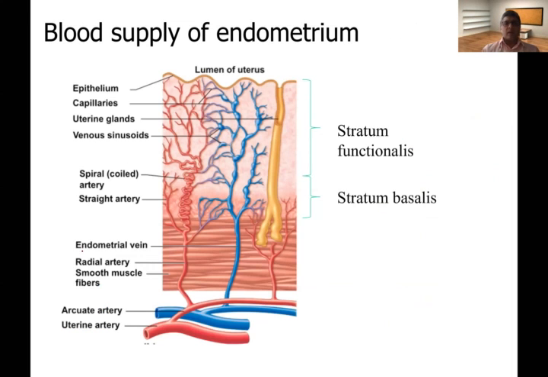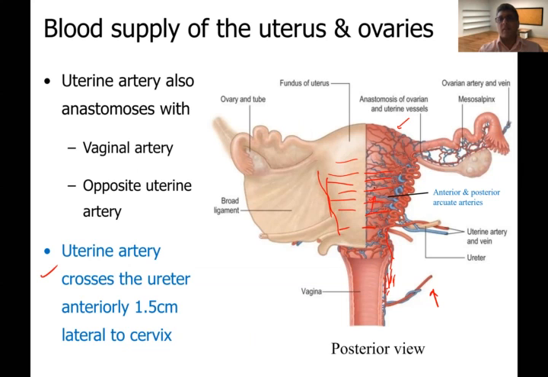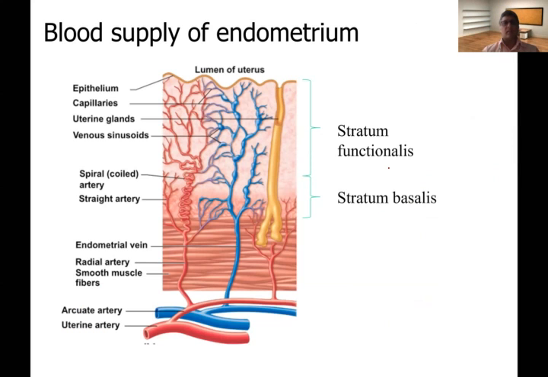Then these arcuate arteries, these arteries that pass in front and behind, okay, these are the arcuate arteries, and they give deep branches that enter into the uterine wall. There are different names given, you get radial arteries and all that, but the important ones that you need to remember are the straight arteries and the spiral arteries. You can see the straight arteries and the spiral arteries.